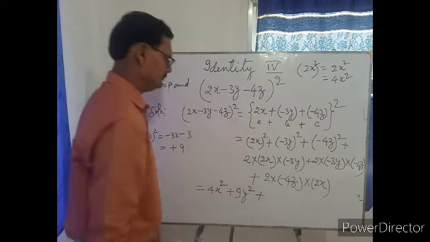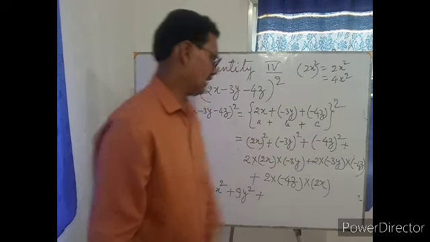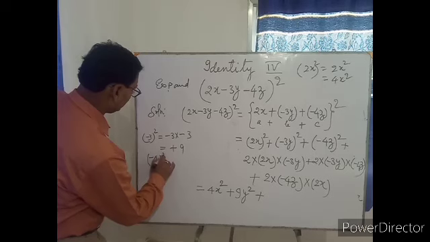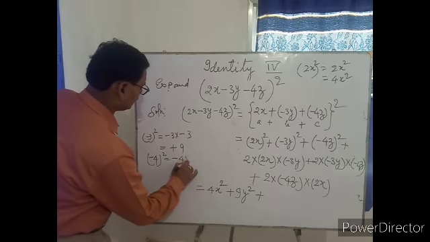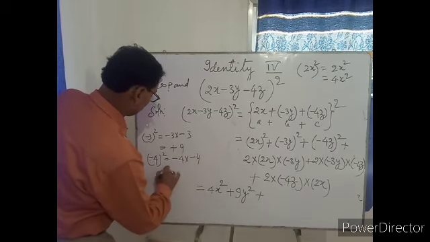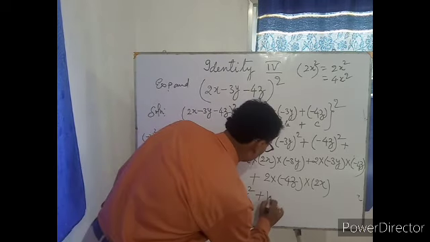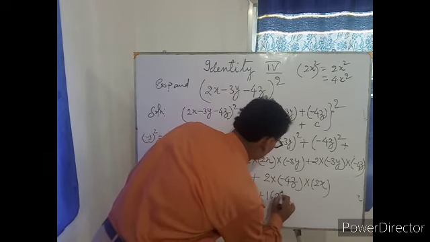Again come ahead. (Minus 4z) square. What is (minus 4z) square? Minus 4 square is equal to minus 4 into minus 4. And this will give you plus 16. Minus into minus is plus 16. So it is 16z square.